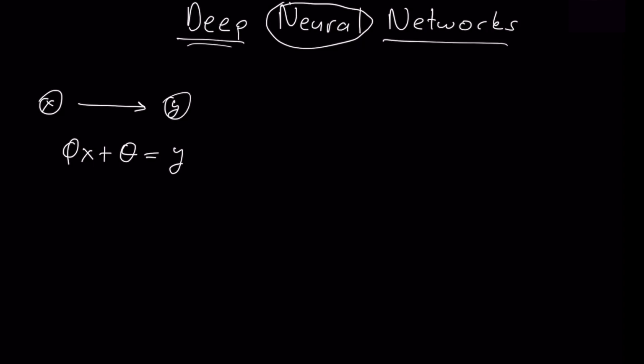You can assume the phi is the slope and theta is the intercept of this function. And these two are called parameters. Okay, this is a simple linear function. You can assume this will come up with a result, something like this or this, and it will be a straight line.